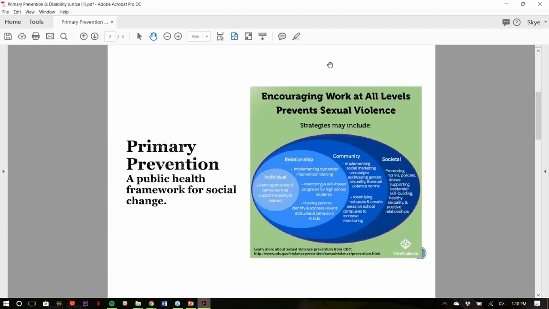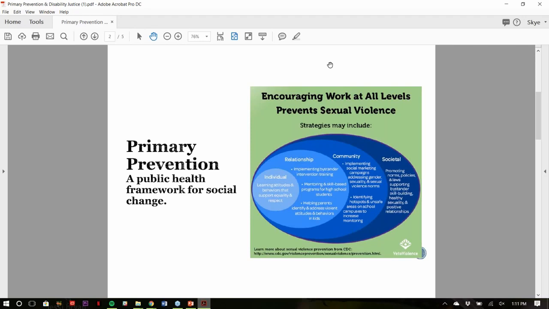So first off, I just want to give people a very brief intro that primary prevention is a public health framework for looking at social change and addressing health disparities in different communities. So this little graphic comes from Veto Violence, which is a CDC program. Encouraging work at all levels prevents sexual violence.